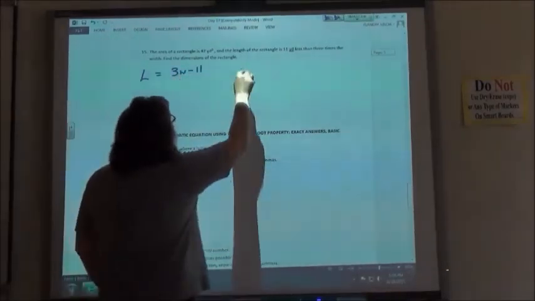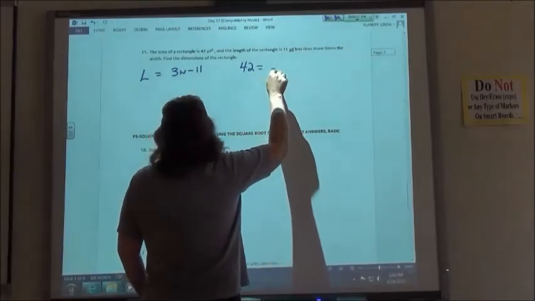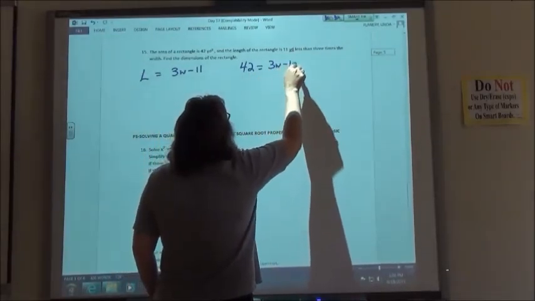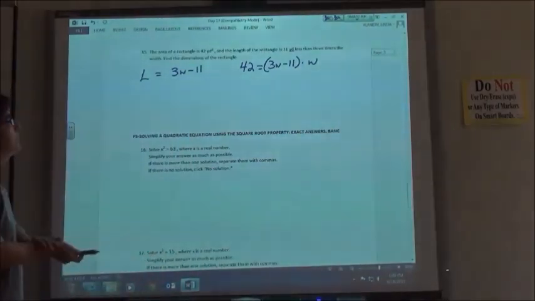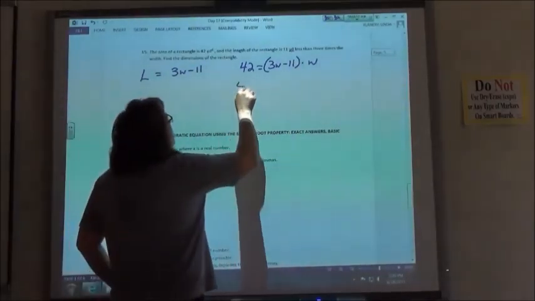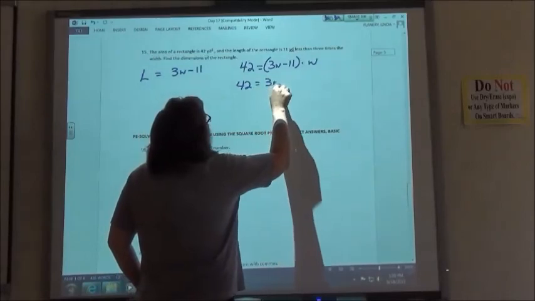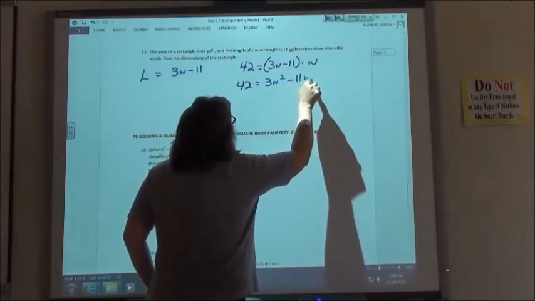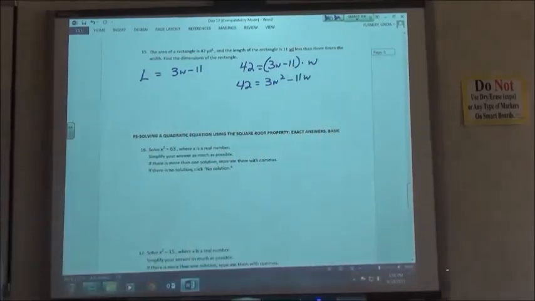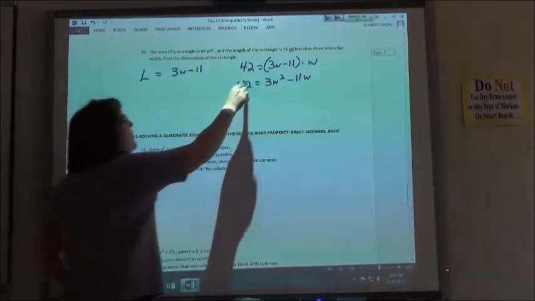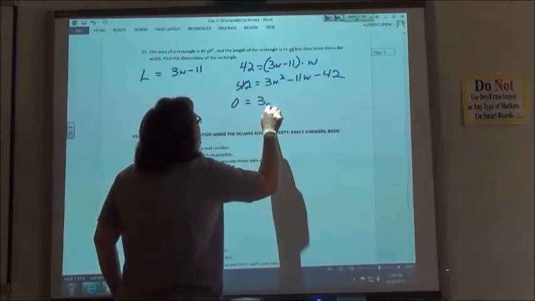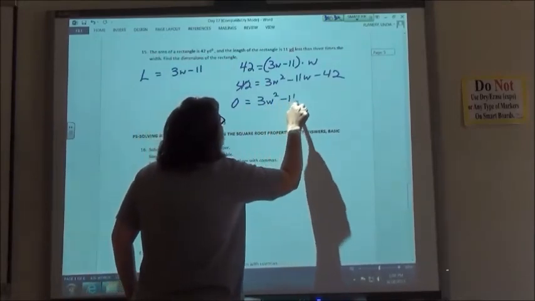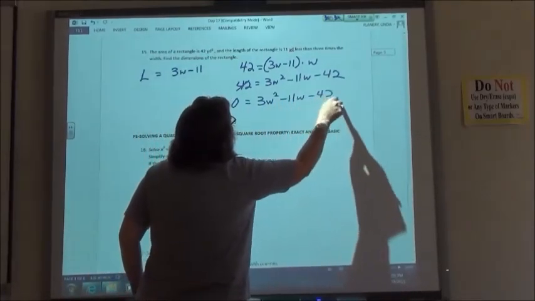So, my area is 42. That's going to equal the 3W minus 11, which is my length, times my width. So 42 will equal 3W squared minus 11W using my distributive property. And then setting that equal to 0, I have to minus my 42. So we need to factor 3W squared minus 11W minus 42.